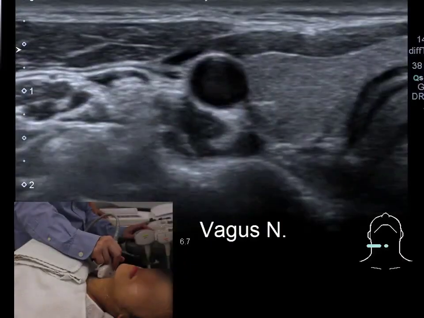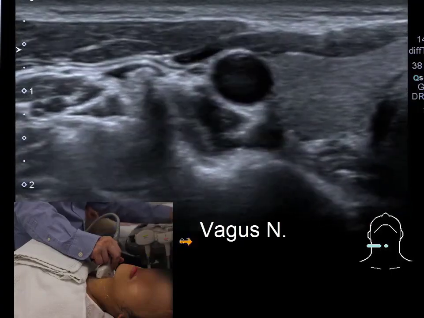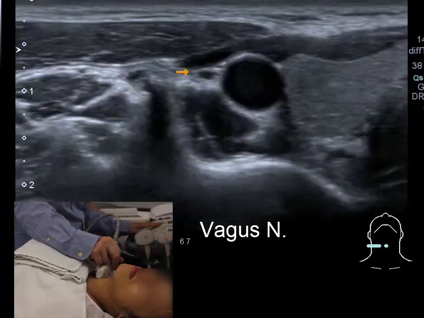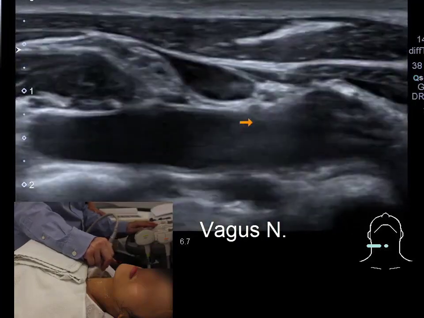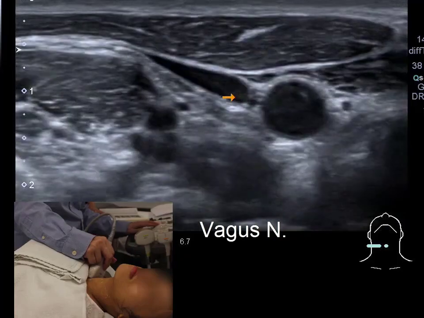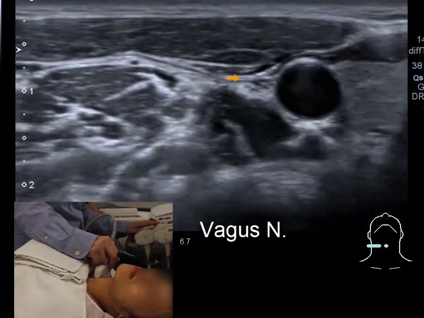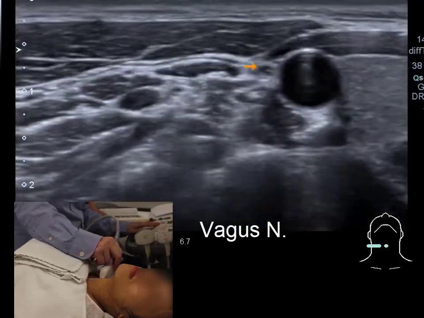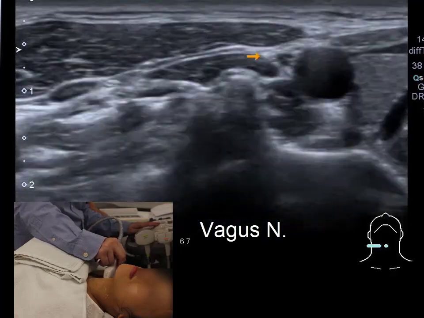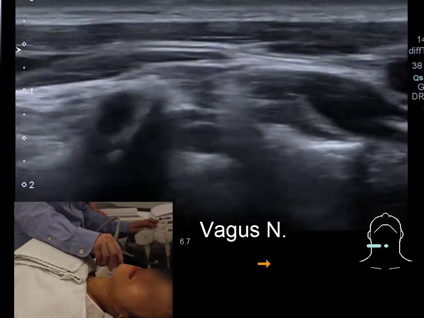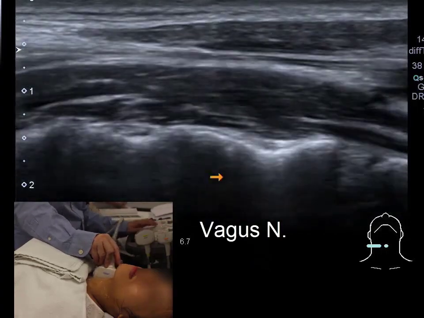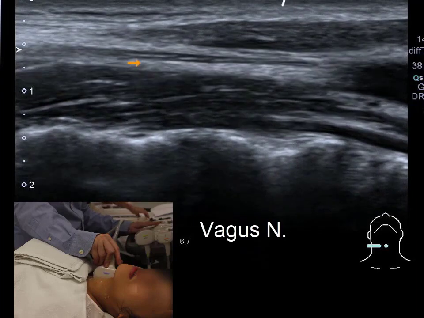Okay, next we're gonna demonstrate the vagus nerve. The vagus nerve is a part of the nerve inside the carotid sheath, which also contains the common carotid artery and jugular vein. Normally it traverses between the jugular vein and the common carotid artery. If you would like to see it well in long axis, you just move it into the middle of the screen and then try to turn longitudinal like this. You can demonstrate the nerve fibers of the vagus nerve very well on this view.